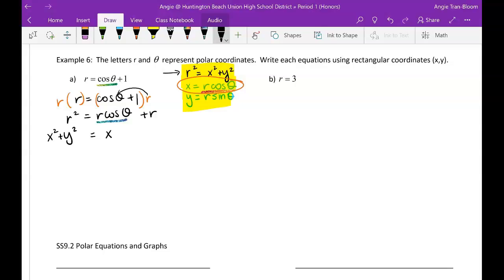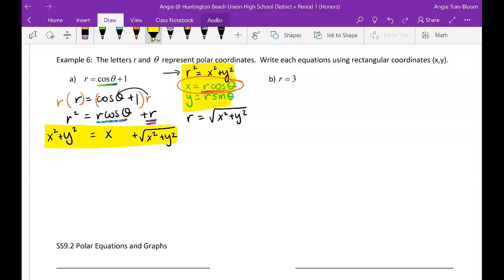Now, this one says r, which is what I need to convert out. Well, earlier, if r squared is x squared plus y squared, then r can be thought of as the square root of x squared plus y squared. So yes, you can also drop it down just like that. So this is as simplified as it's going to get.